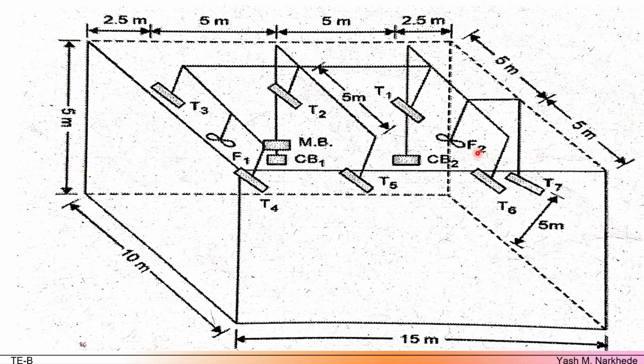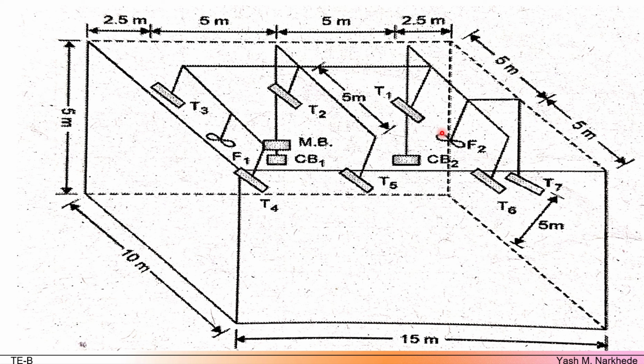T1 to T6 are tube lights and F1 and F2 are fans. Now the layout helps us calculate the total wiring length by measuring the runs of casing and wire from one point to another. Now before we get into the calculations, there are some assumptions made.